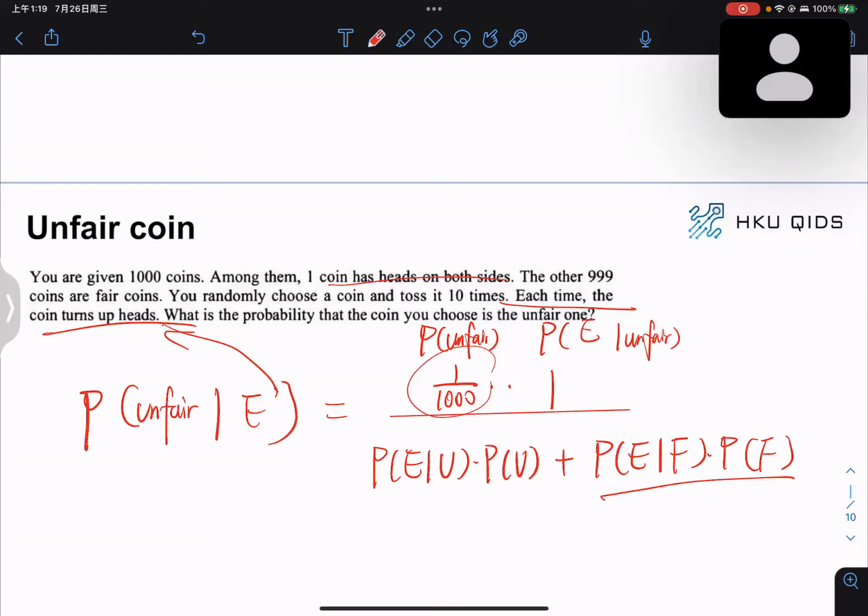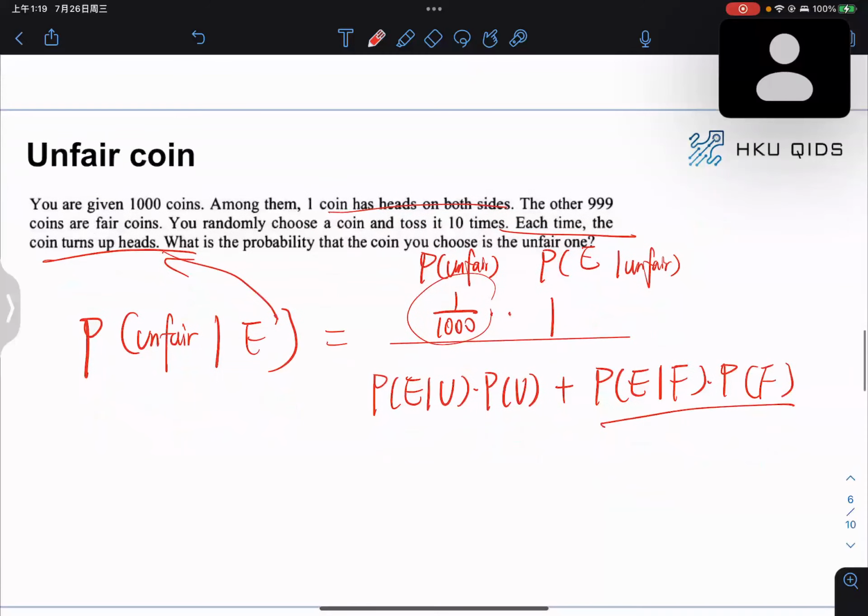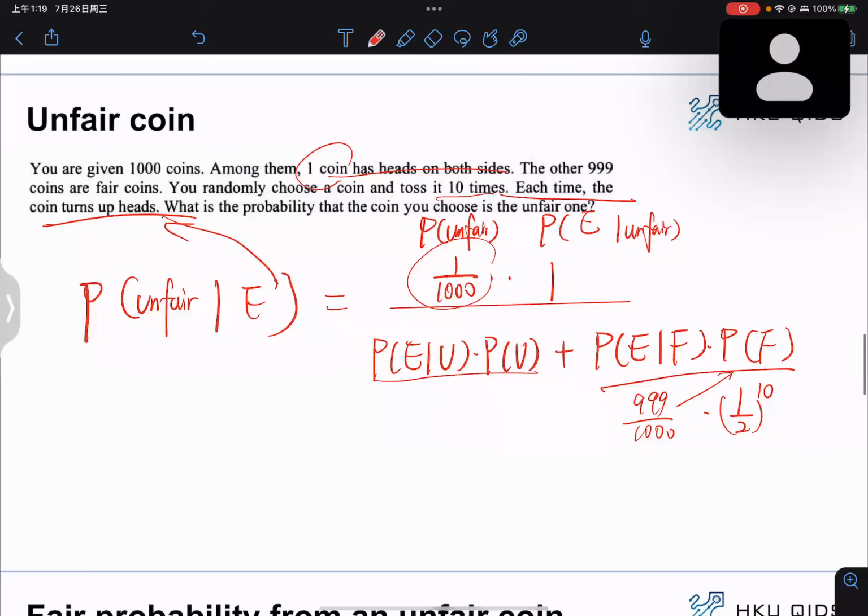And for this part, it is what? Since there is only one unfair coin, we have 999 over 1000 to get a fair coin. And to toss it 10 times, and each time it is head, it is going to be 1/2 to the power of 10, right? And this part is still the same. It is 1/1000 multiplied by 1. And after we calculate this fraction, we can get that it is almost around 0.5, okay?